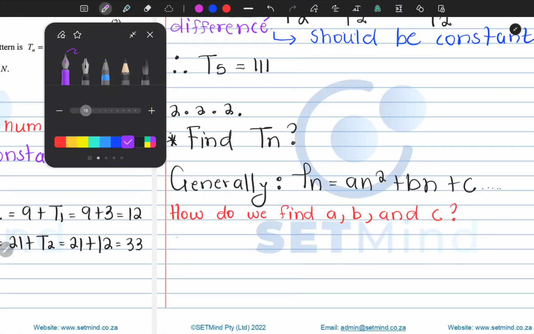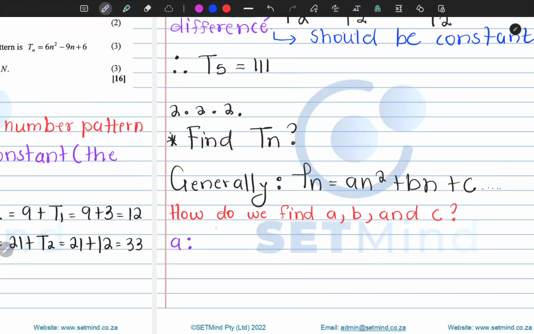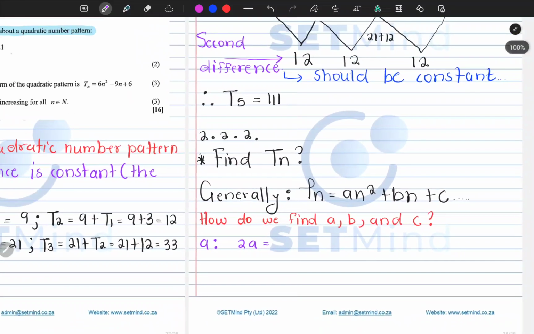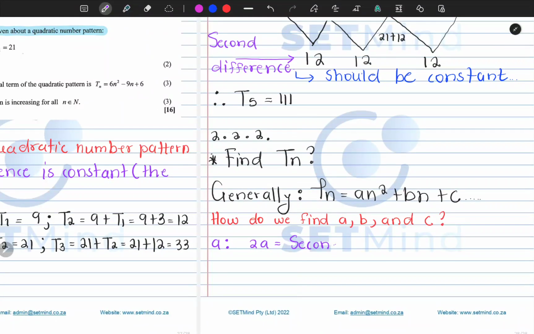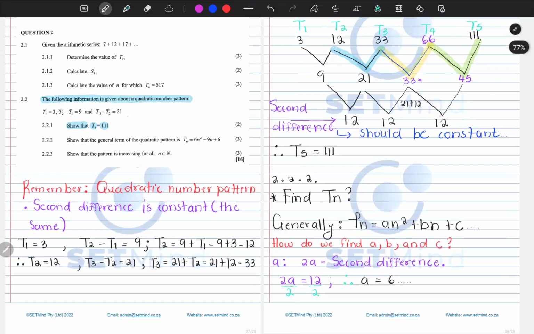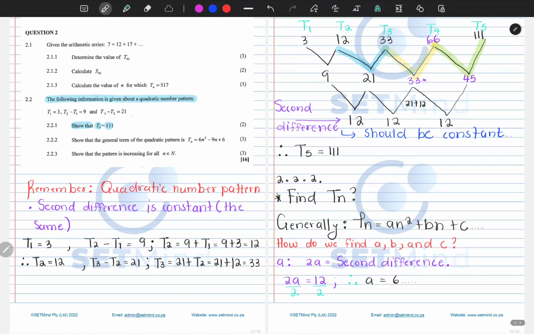So finding a should be easy. For a, how we are going to find it, 2a should always be equal to the second difference. So finding a should be very simple. If you look at our second difference there, it is 12. So that means 2a is equal to 12. And when you divide here by 2 so that we solve for a, what you will see is that the a which we are going to get is 6. So we are getting a is 6. So let's go now and have a look at how we find b.